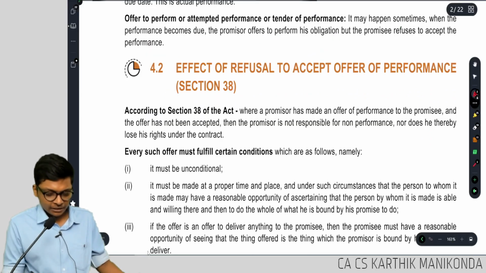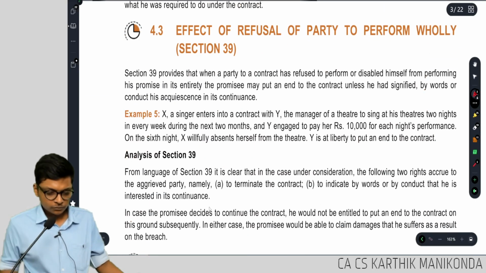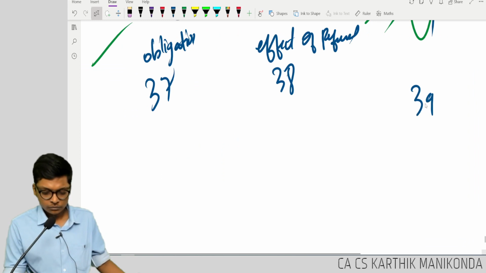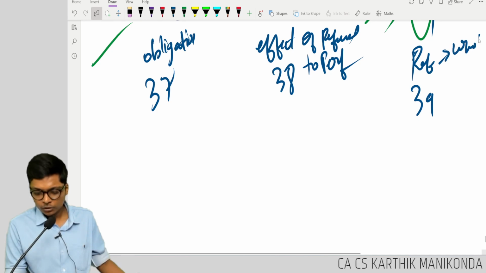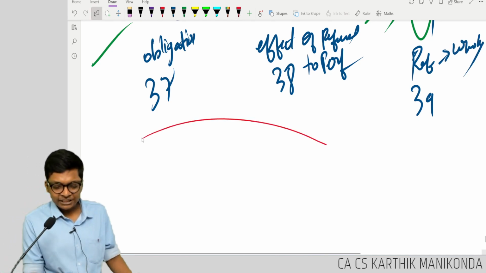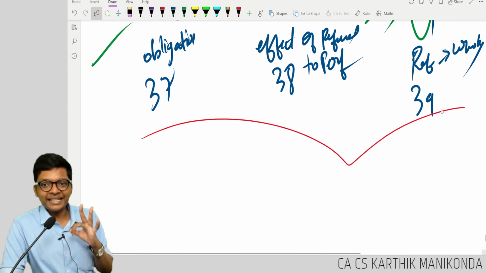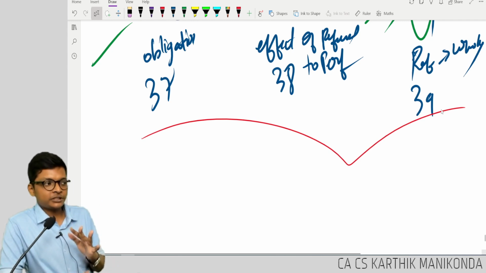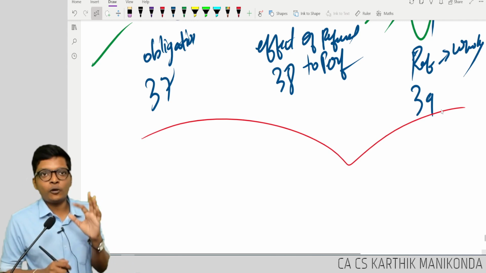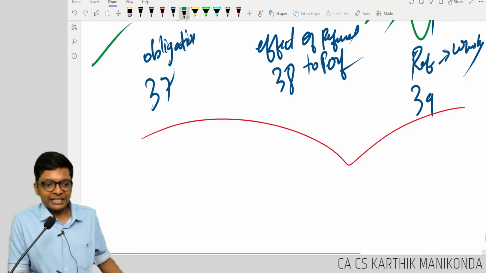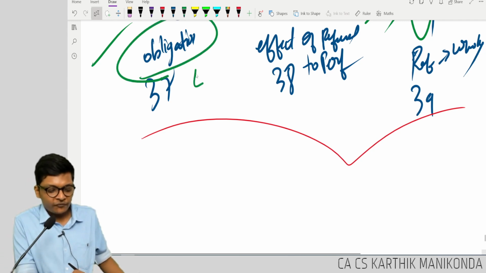Effect of refusal, and 39. Refusal to perform, and effect of refusal to perform wholly. These 3 sections have been tested in 3 different attempts, each question for 4 marks. Straightforward direct theory question. Once they asked what is the obligation of party to perform, 4 marks.